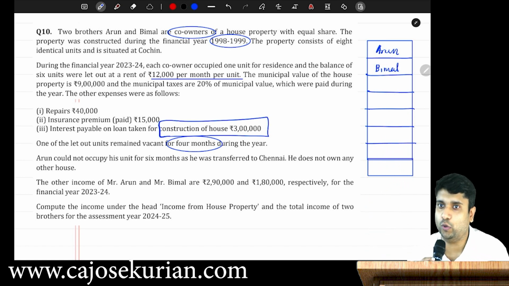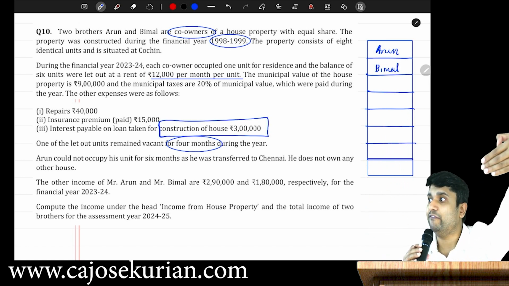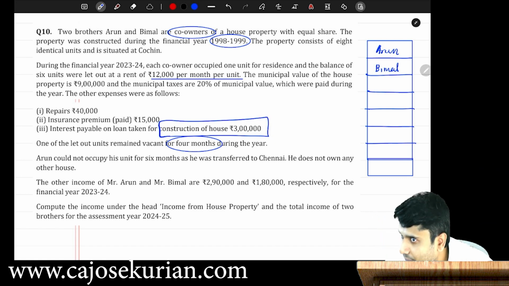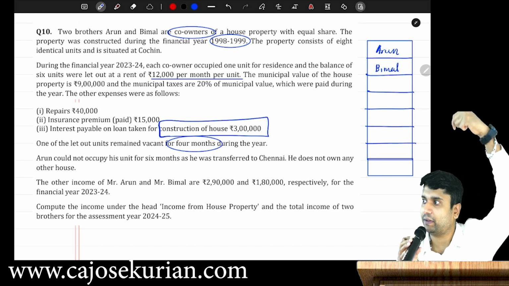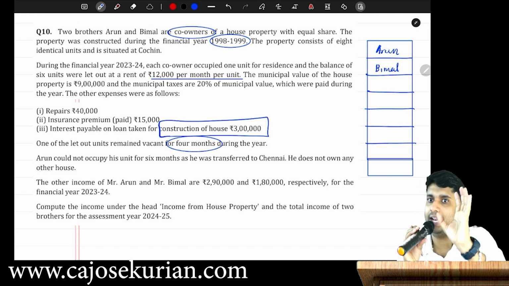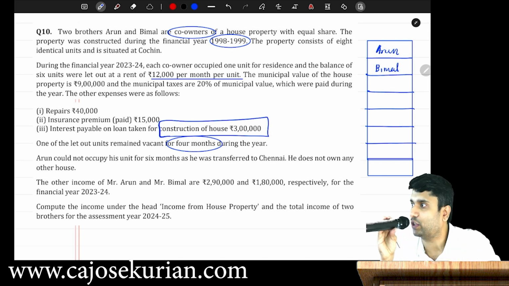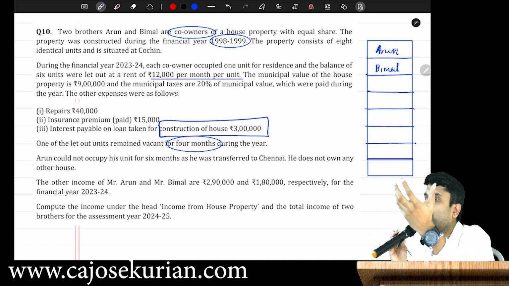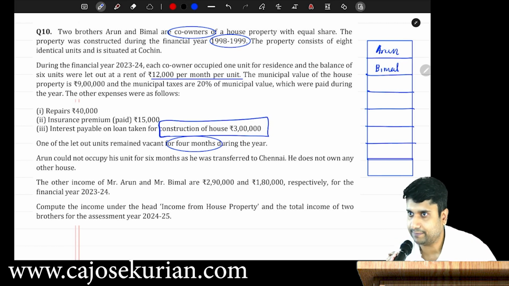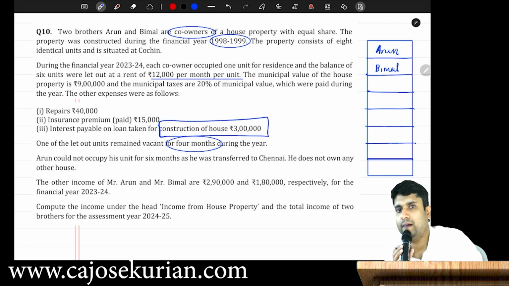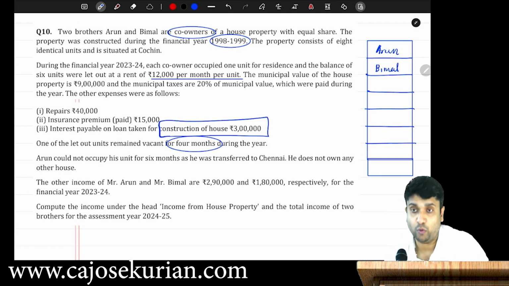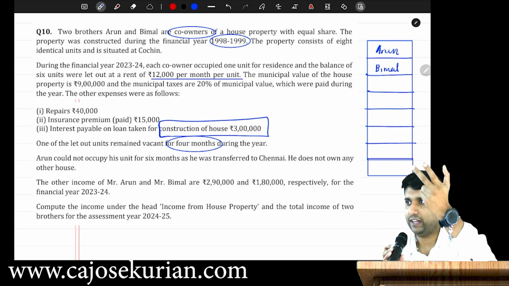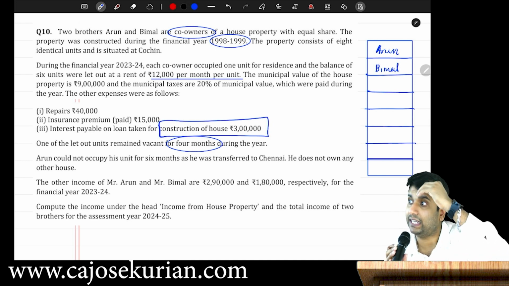Exactly. So what you need to do is compute the income from the 6 units, then split it between Arun and Bimal. Are you with me? That is the only way that we can solve this question. Why? Because each owner's specific share in that particular unit is not mentioned in the question. So if you get stuck with something in the exam, always think in a different way.